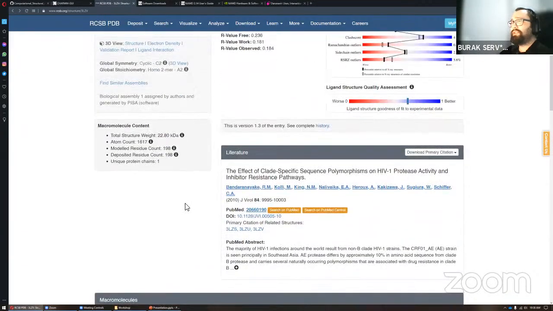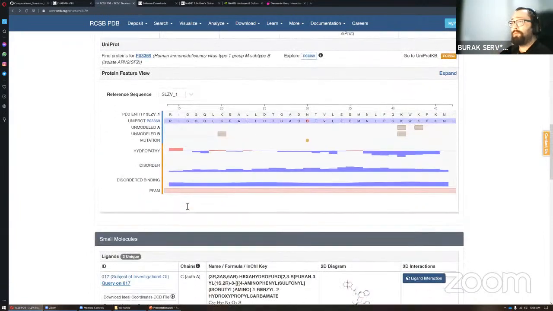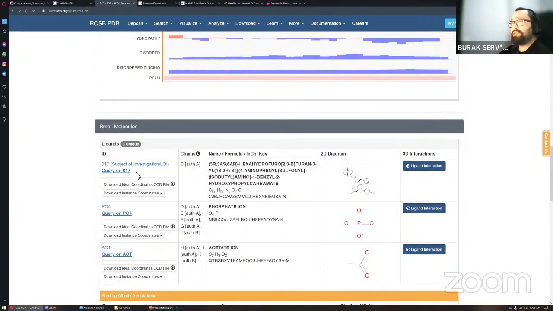Now again, we can check the small molecules part, and you can see the same ID. So 017, that means our small molecule.